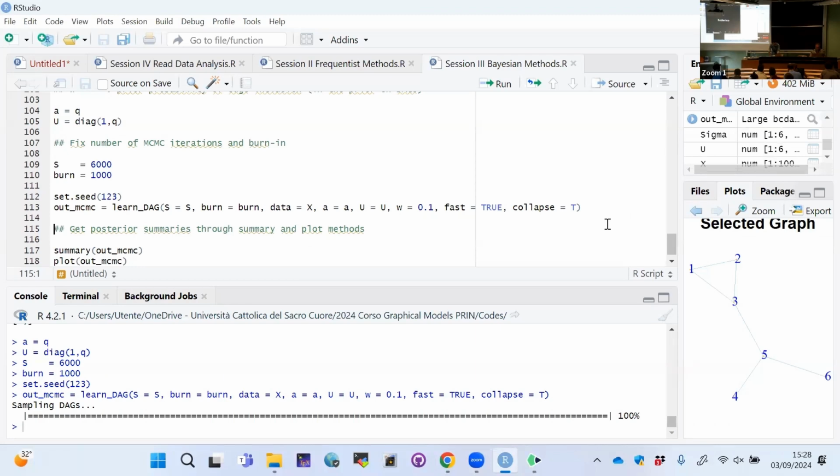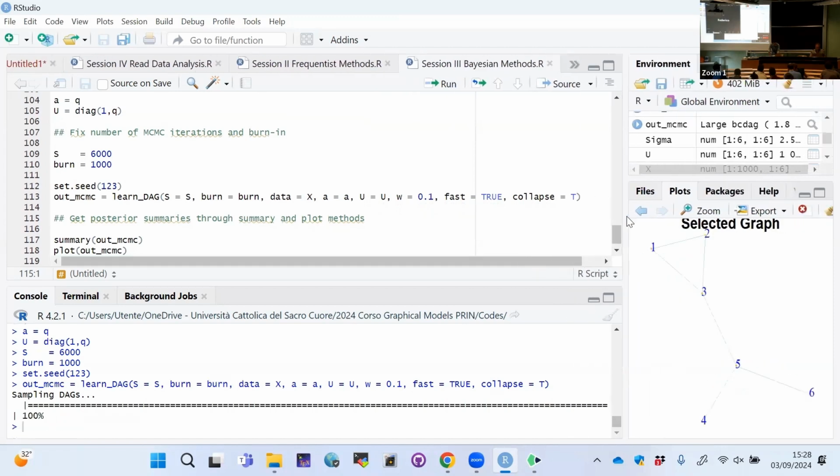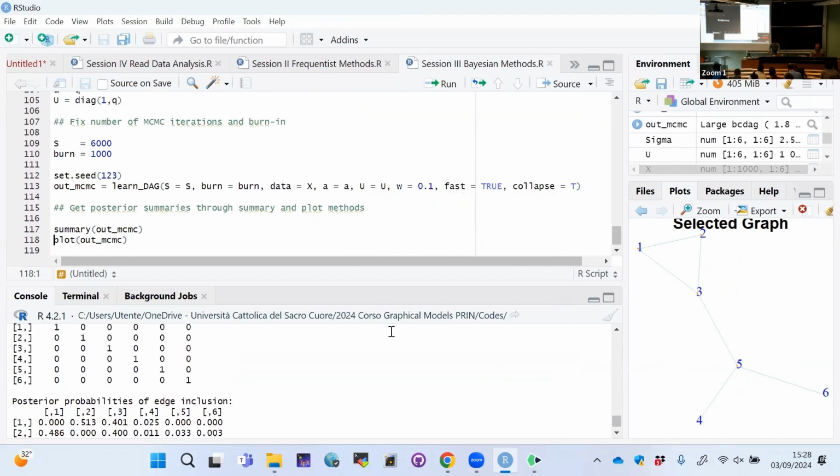Okay, so we would like to summarize this posterior distribution over a space which is quite complex. It is a space of DAGs. We can use a couple of methods that are available. The first one is a summary method. The second one is a plot method, okay? So if you apply summary to an object of class learnDAG, what you obtain is the following.